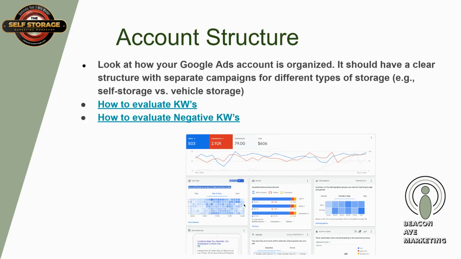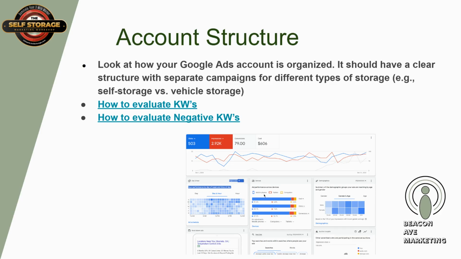On this first page here, we're going to go over account structure, just really kind of making sure that everything that we want is there. So we're going to look at your Google Ads account and how it's organized. It should have a clear structure with separate campaigns for different types of storage. So that means if you have self-storage, vehicle storage, large storage bays, or some commercial storage, you want to make sure that those keywords are separated out enough within the ad groups. And we're going to go over how to see that.